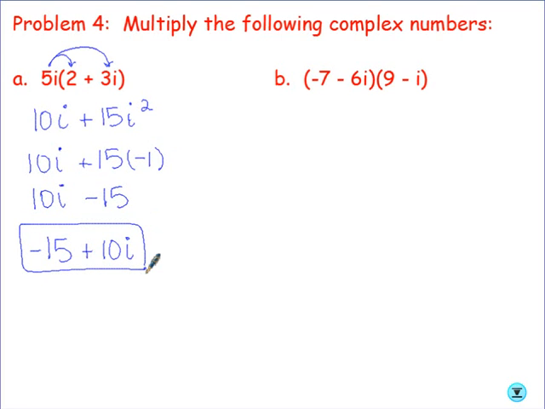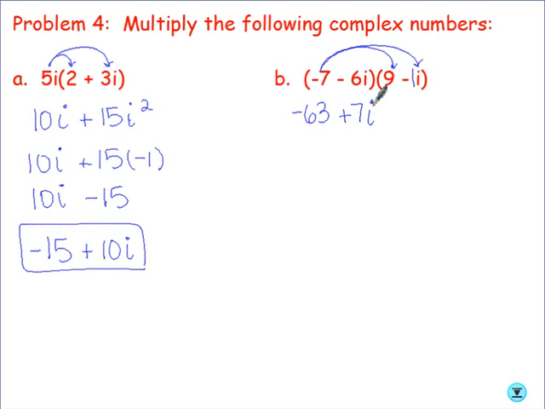Now that was a simple distributing problem. It had one item to be distributed. If you look at B, there are multiple things here. I don't want you to get confused. This is not meant to be difficult. We're going to take the negative 7 and distribute it first. Negative 7 times 9 is negative 63. Negative 7 times, this is a negative 1i. So negative 7 times negative 1 is a positive 7i.